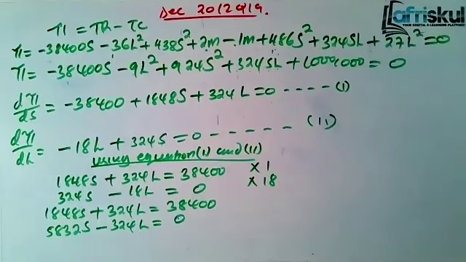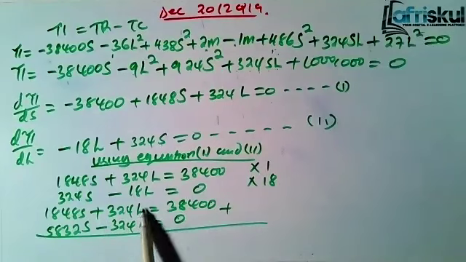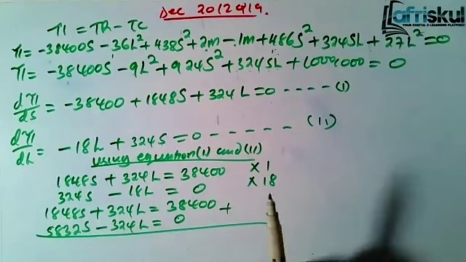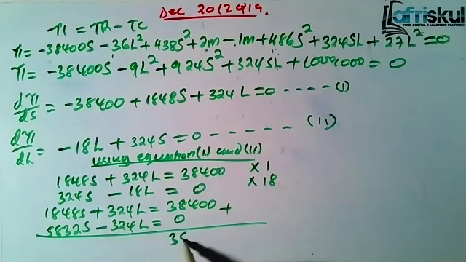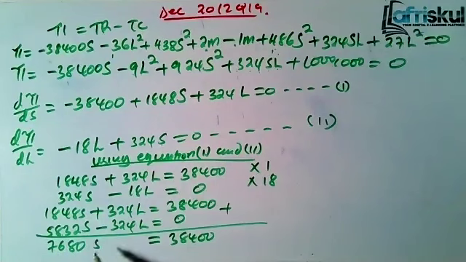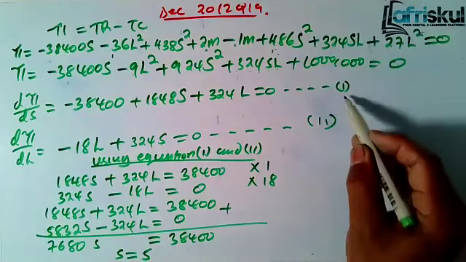So do we add or do we minus? So we add. If you minus 324, minus becomes a positive, so you add. So that 38,400 is equals to 1848 plus 5832, you get 7680S. So that means you can get S there. So it will be 38,400 you divide by 7680. Na utapata S ni 5.